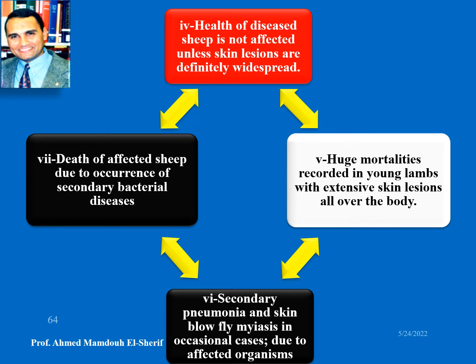Huge mortalities are recorded in young lambs with extensive skin lesions all over the body. Secondary pneumonia and skin blowfly myiasis occur in occasional cases due to the affected organisms. Death of affected sheep occurs due to secondary bacterial diseases.